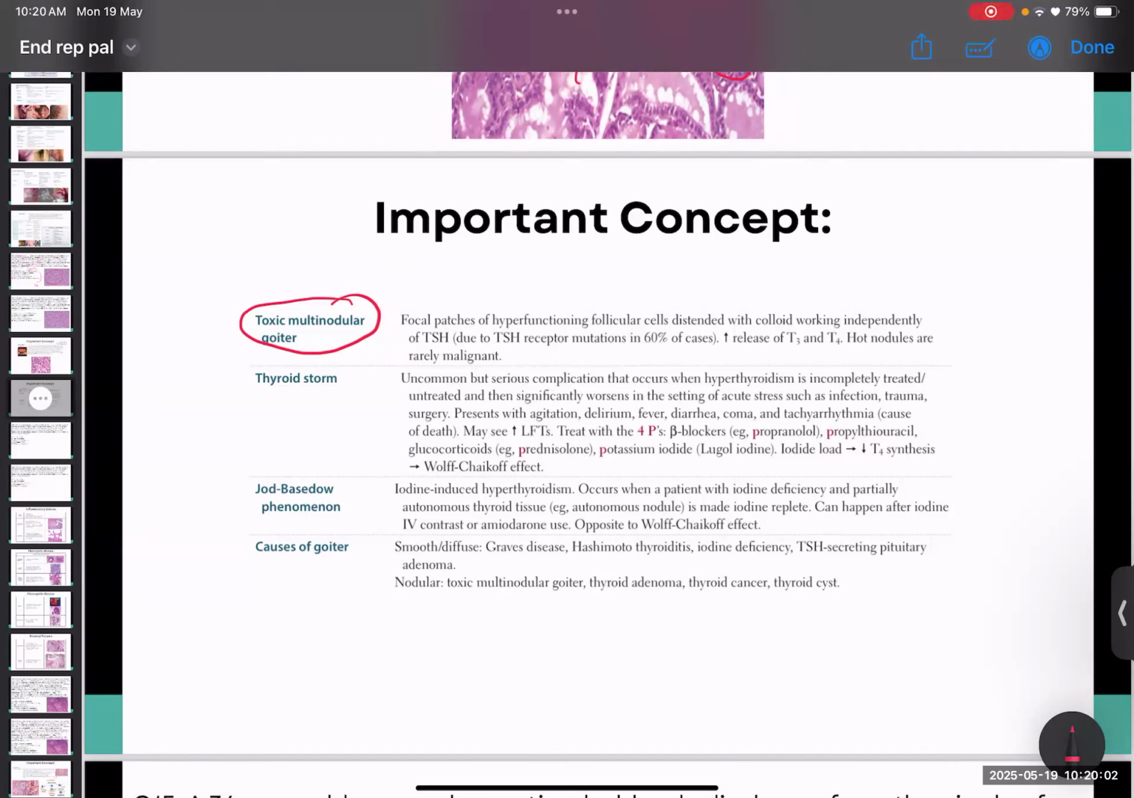And on radioiodine uptake scan, these are usually going to be hot nodules. And know for a fact that when it's a hot nodule, these are rarely malignant. If it is a cold nodule, then that's a sign of concern and we have to biopsy the lesion.